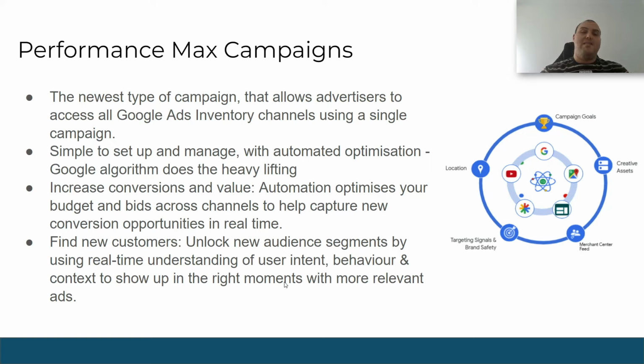Performance Max campaigns increase conversions and value. Automation optimizes your budget and bids across channels to help capture new conversion opportunities in real time. So it'll factor in tons of different things: location, where the person is, what they're looking for, what exactly they've been searching for in the past, takes all these and decides what to bid and when. It will find new customers as well, so unlock new audience segments by using real-time understanding of user intent, behavior, and context to show up in the right moments for more relevant ads.